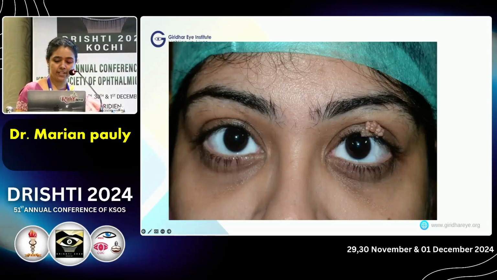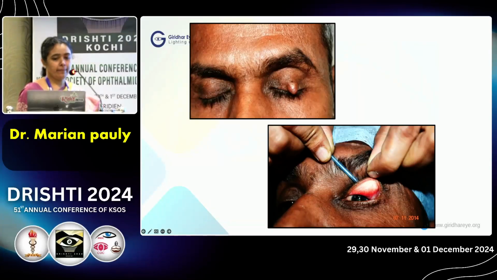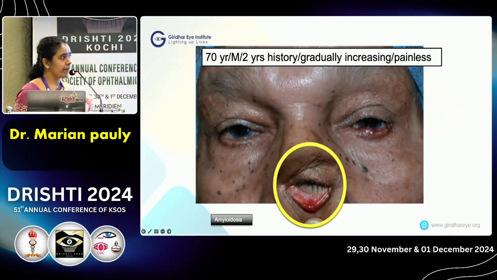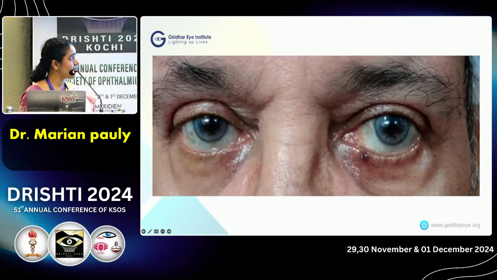This is sebaceous adenoma because red. This is hemangioma. Again this, I thought of something problematic, but if you look at the margin, it is thickened, it is raised and it is highly red. This was a little atypical case of amyloidosis. Unusual lesions I just put across.